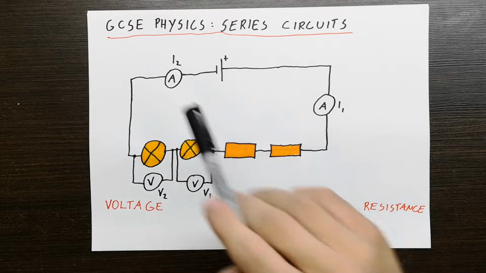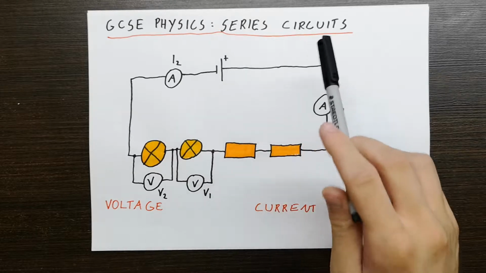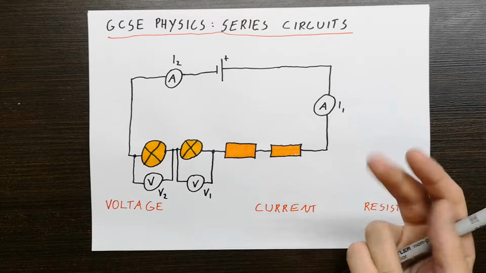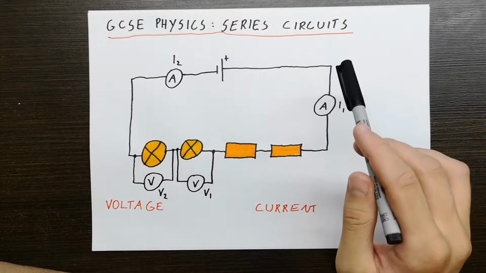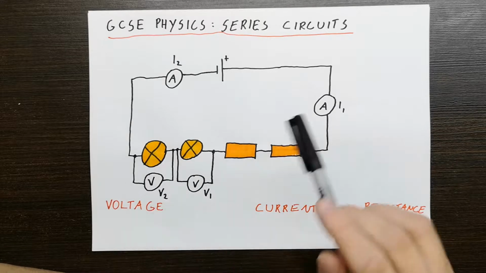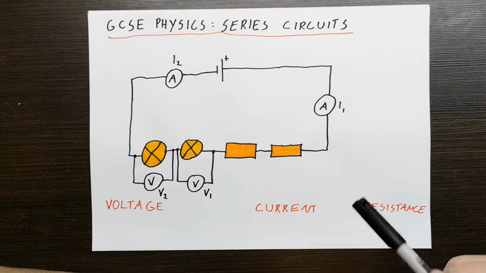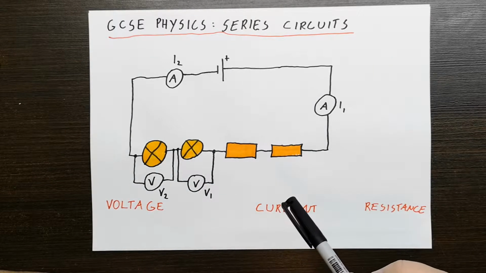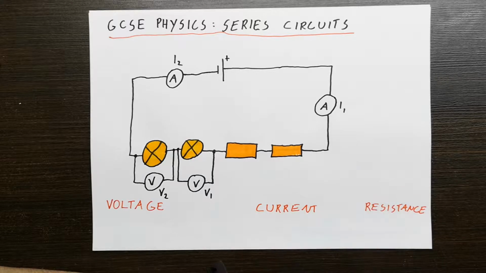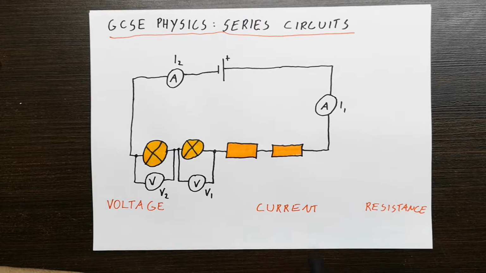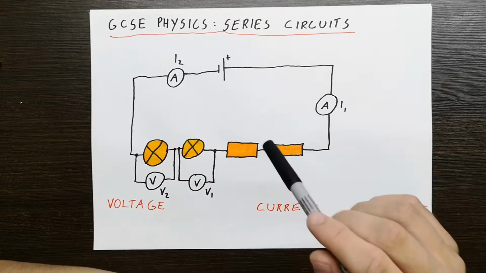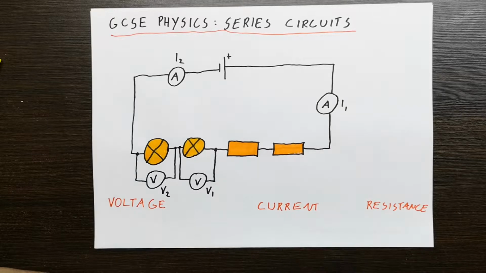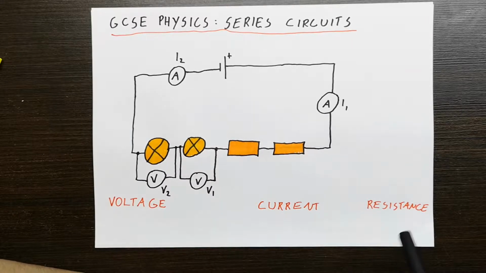Today we'll be looking at GCSE Physics series circuits. Today we'll be covering series circuits because there are two main types of circuits. So today we will be covering series circuits, however next time we'll cover parallel circuits. I will explain to you what a series circuit is, how it works, and what are the rules as far as physics go. What are the rules that a series circuit follows in terms of calculating voltage, current, and resistance.